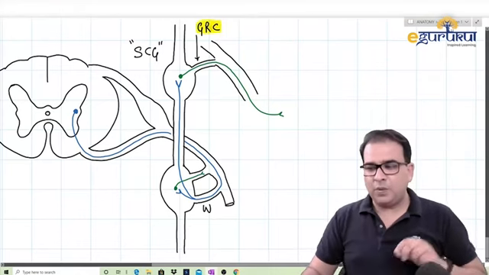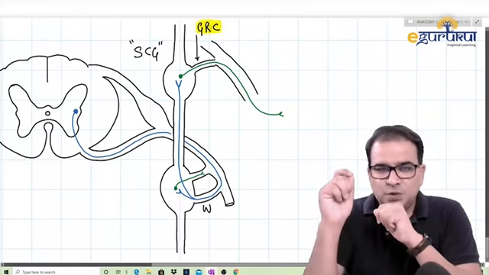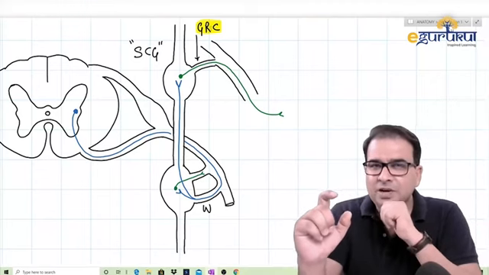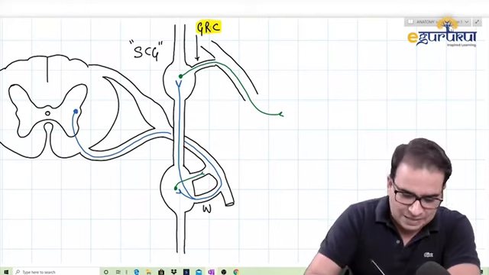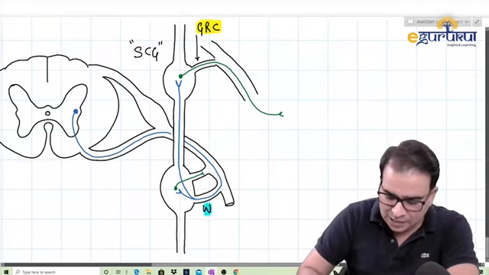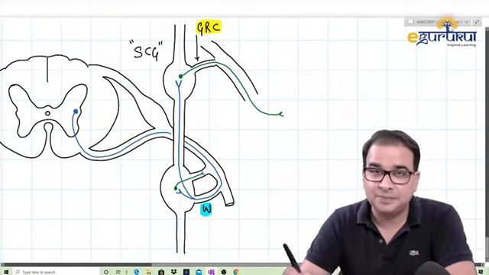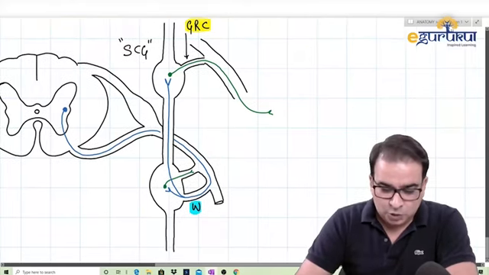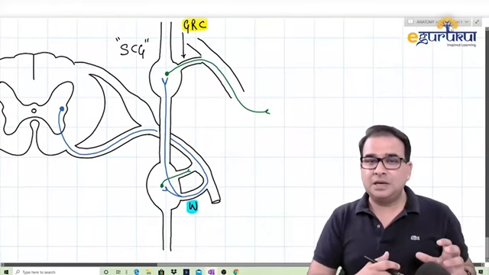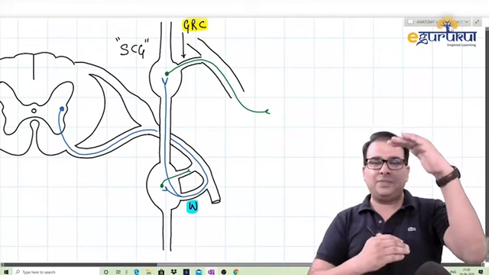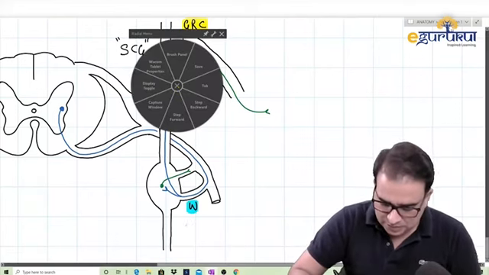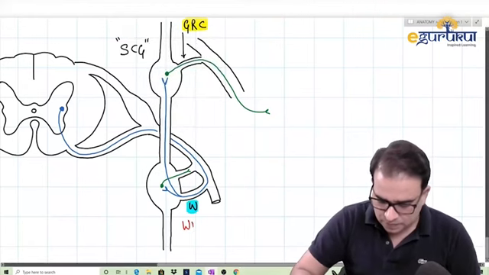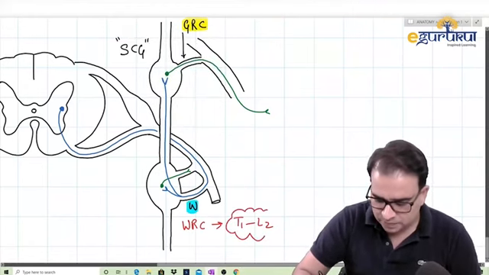Now this tells me one very important point to understand here, guys. When you say white ramus communicans, the white ramus communicans cannot be present everywhere. White ramus communicans is the point from where the preganglionic sympathetic nerve enters inside. Getting my point? So that means you cannot have the preganglionic sympathetic nerve everywhere. We only have them in the T1 to L2 region. So that is why the white ramus communicans is present only between T1 to L2.